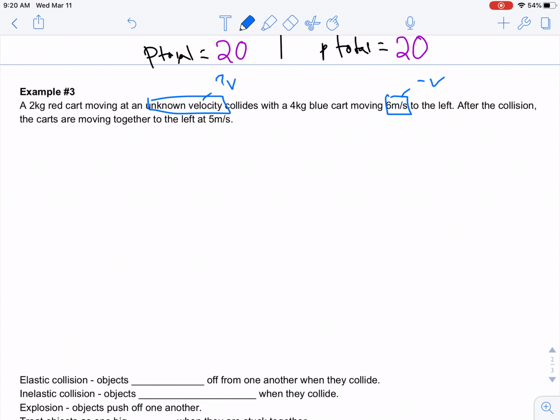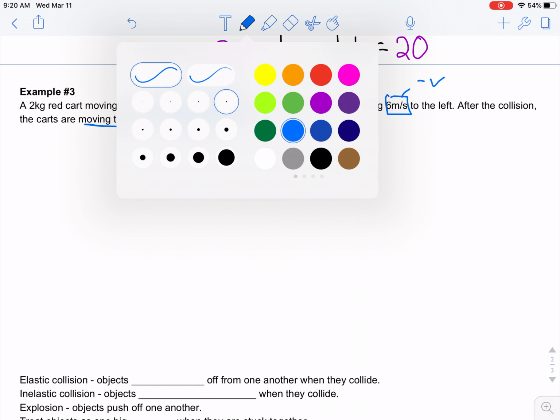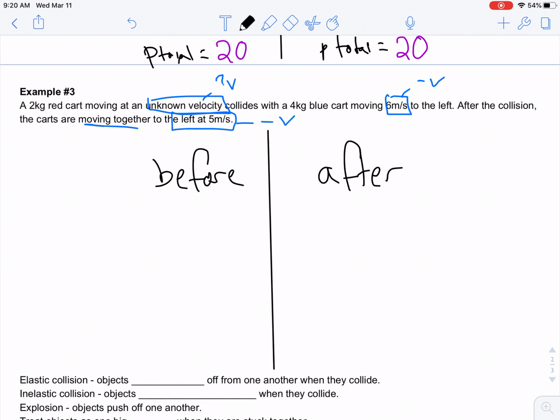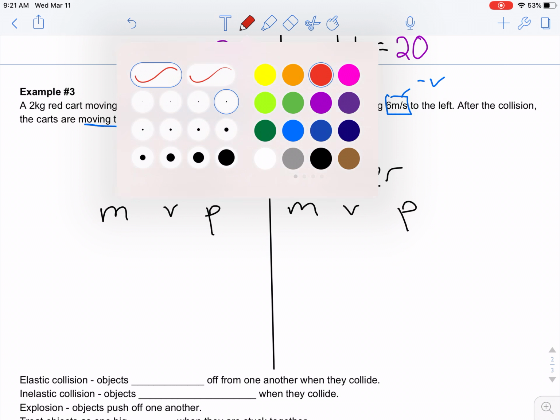This is a hint that it's an inelastic collision, and they're moving to the left at 5 meters per second. So this is going to be a negative velocity after the collision. So let's just jump right into our MVP chart. I want you guys to be able to draw an MVP chart just from memory. So we have before the collision, MVP, after the collision, MVP. And let's fill in what we know.